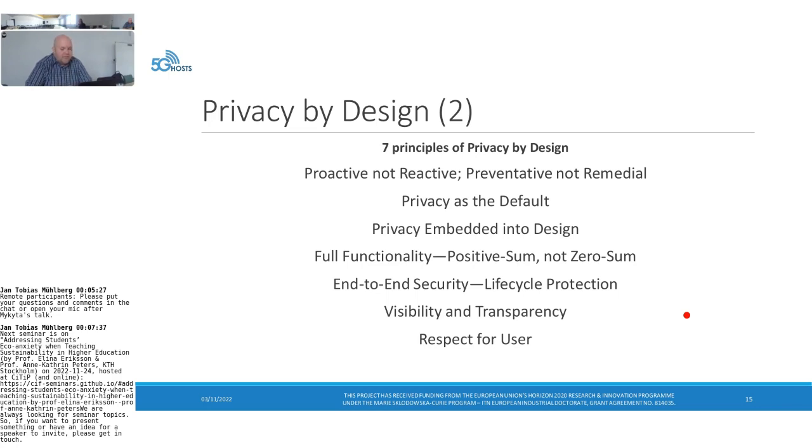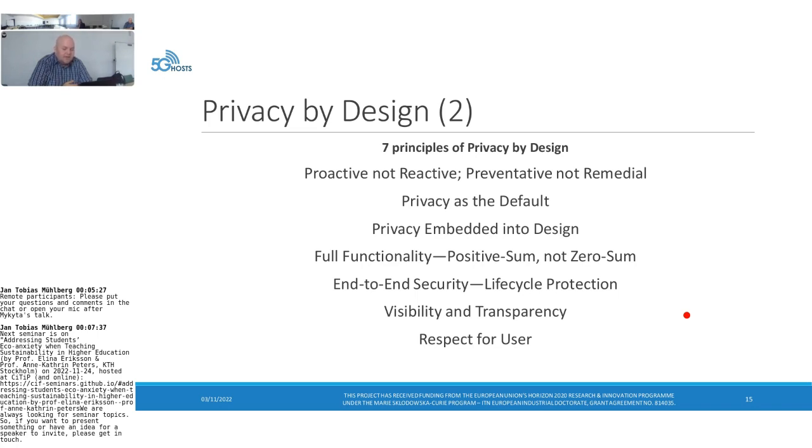So the idea of privacy by design is that it should be proactive and not reactive, preventative and not remedial. Again, you have to think about it while developing an app and not after you did that, and then have to deal with consequences, and especially with inquiries from users or from data protection authorities. Privacy as the default, so it has to be your default standard. You have to make it one of your top priorities, as well as security.